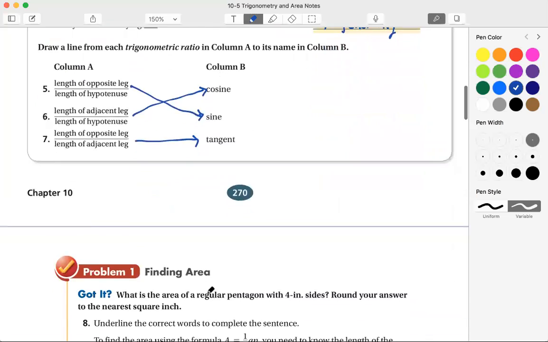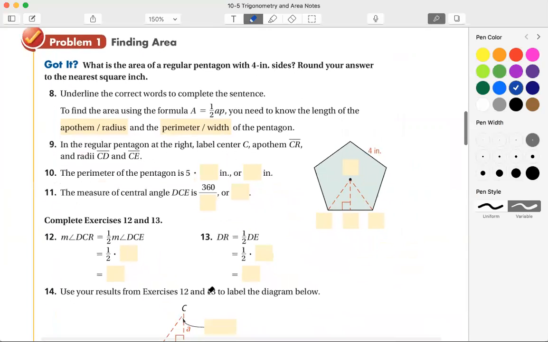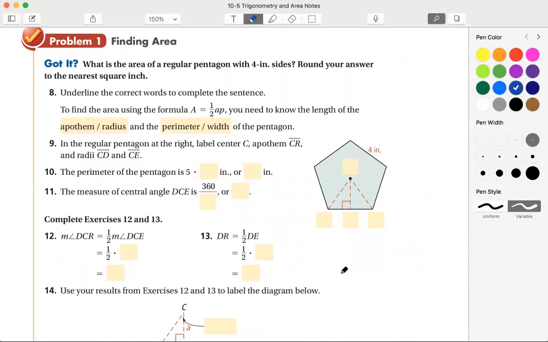Okay, so let's find the area. What is the area of a regular pentagon with 4-inch sides? All right, so underline the correct words to complete the sentence. To find the area using the formula of 1/2 AP, 1/2 the apothem times the perimeter, you need to know the apothem and the perimeter of the pentagon. In a regular pentagon at the right, label C and the apothem CR, and the radii CD and CE. So center is at C, okay? This is going to be D, this is going to be E, and this is going to be R, okay?